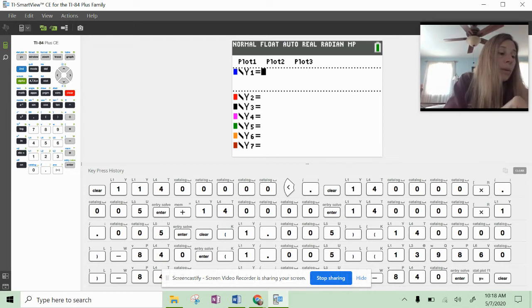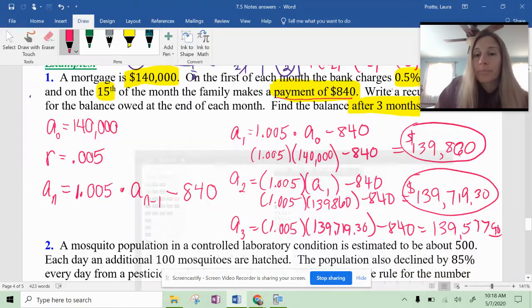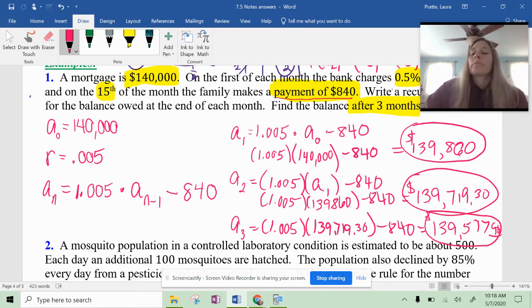Now, if you wanted to do a bunch of iterations, you could go to your y equals, and you could type in, I'm trying to think, I don't know if I can do the n minus 1. There's probably a way, but I'm not quite sure, so I'm going to skip that for now. All right, so anyway, that's how you would get your different iterations, and we'll go from there.